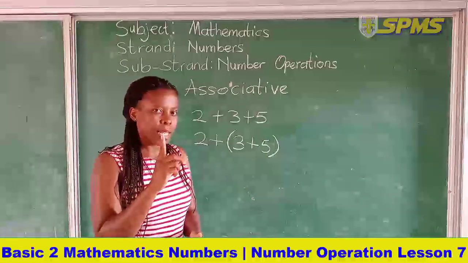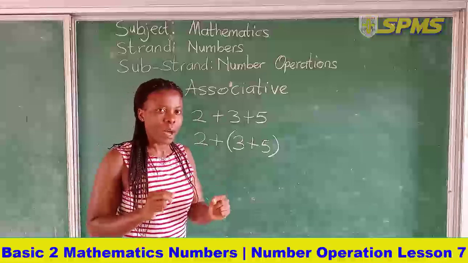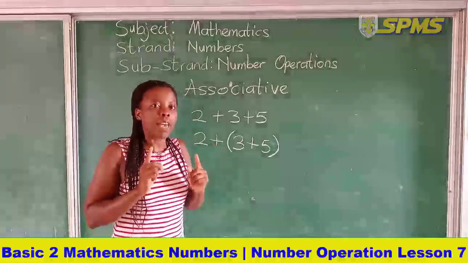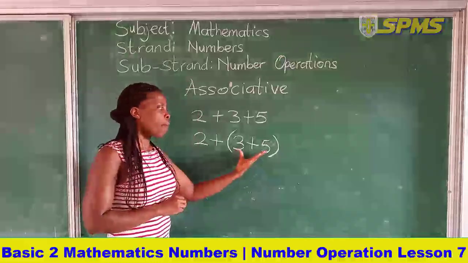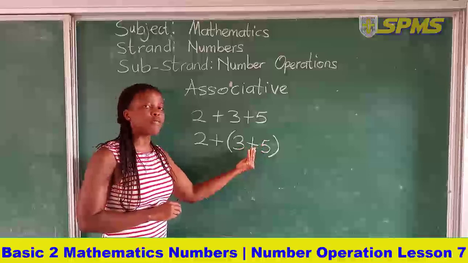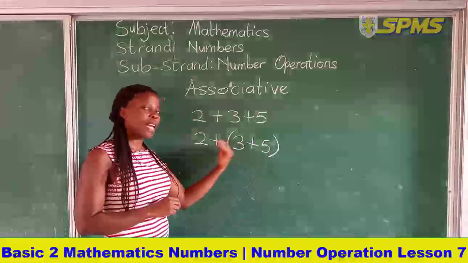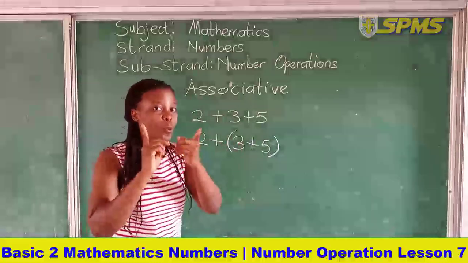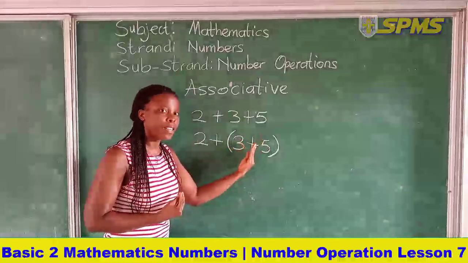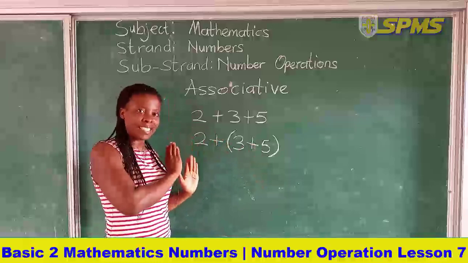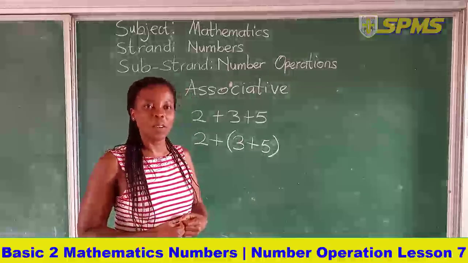In mathematics, if you have anything in a bracket, any number in a bracket, work out that answer first before you work the outside number. So I'm going to find the sum of these two numbers first. When I get the sum, I will add my sum to the number outside. By so doing, I am connecting the answer in the bracket to the number outside. So I am associating. Hope you are following.